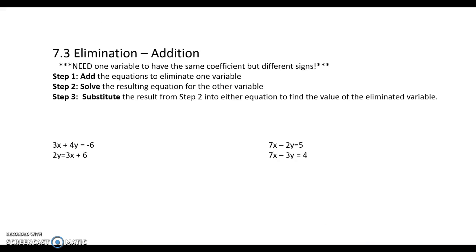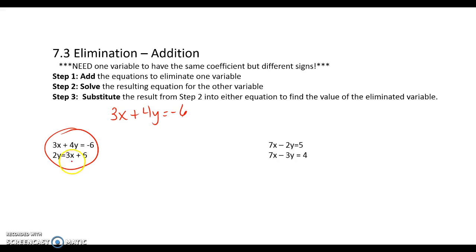Let's look at elimination. In elimination, we're going to use addition. We need to make sure we have one variable that has the same coefficient but different signs. So let's look at this. First of all, the equations need to be set up in the same format. So let's take this and say now I have 3x plus 4y. This is the first equation.